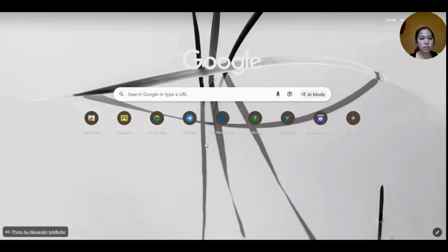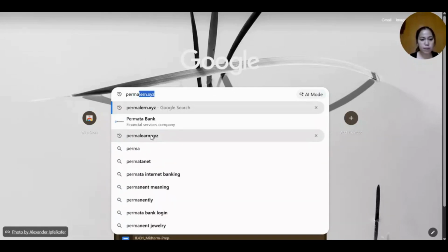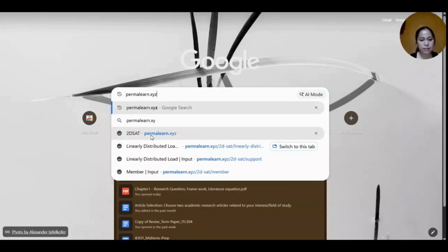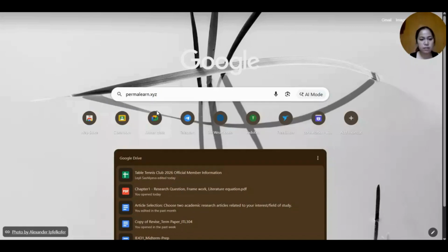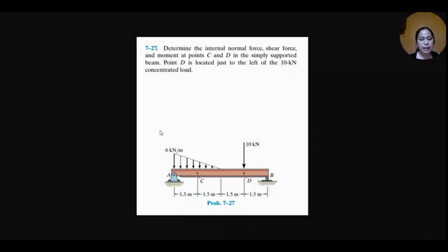So now we can find our tool by searching PermaLearn. Yes, I already searched it, so you can see it shown here. It's PermaLearn.xyz. So this is our tool. This tool is only used for 2D structural analysis. For the 3D one, we cannot do it on this tool. So it's for 2D only. So now let's go back to our exercise.